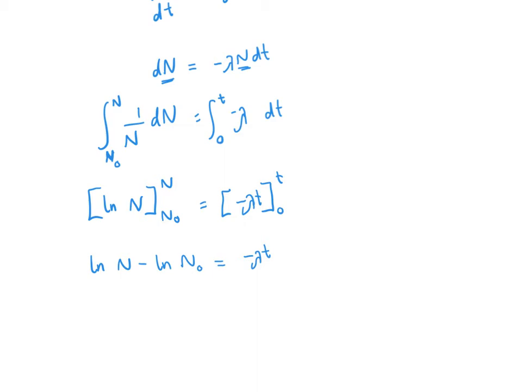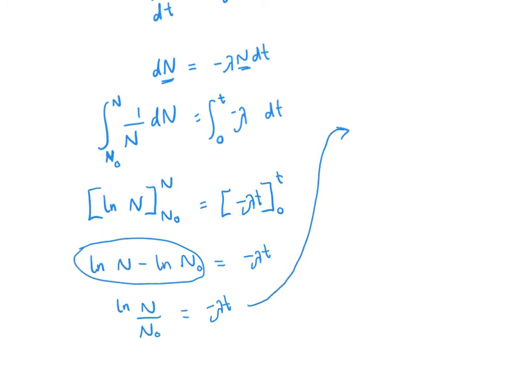And I can combine these two from the logarithmic rules. So that will be ln of N over N naught is equal to minus lambda t. Now I can raise it to the power of e. If I do so, e and ln cancel, so it will be N over N naught is equal to e to the minus lambda t. Once again, if you raise it to e, ln N naught cancels and you're left with N over N naught.